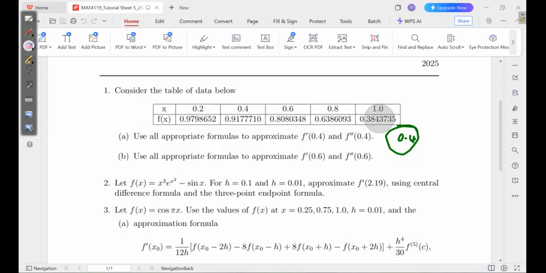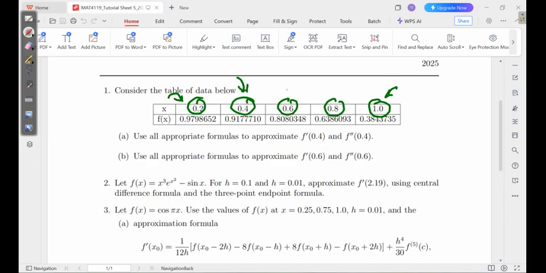What does it mean when we say it should not be at the boundaries? The boundaries of this data set are 0.2 as well as 1.0. So we can't use the central difference formulas to approximate this one as well as this one, but we can use those formulas to approximate this one as well as this one. Of course, the question is asking us to approximate 0.4 as well as 0.6, but just for the sake of practice, we can also try to approximate this one here, which is 0.8. Why? Because it's not at the boundaries, which is something very important that you have to keep in mind.